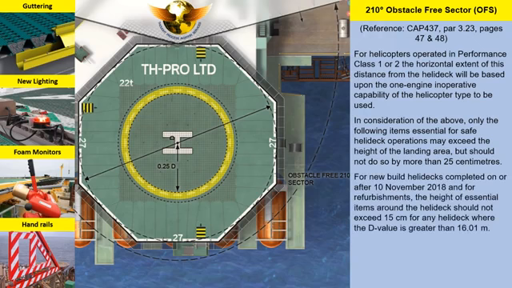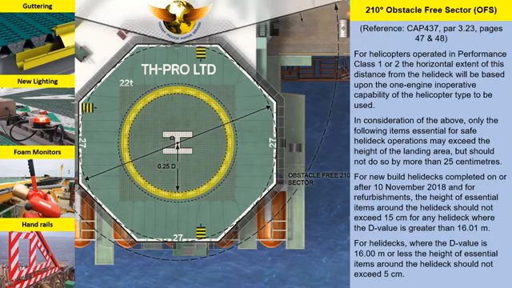For new build helidecks completed on or after 10 November 2018, and for refurbishments, the height of essential items around the helideck should not exceed 15 centimeters for any helideck where the D value is greater than 16.01 meters. For helidecks where the D value is 16.0 meters or less, the height of essential items around the helideck should not exceed 5 centimeters.